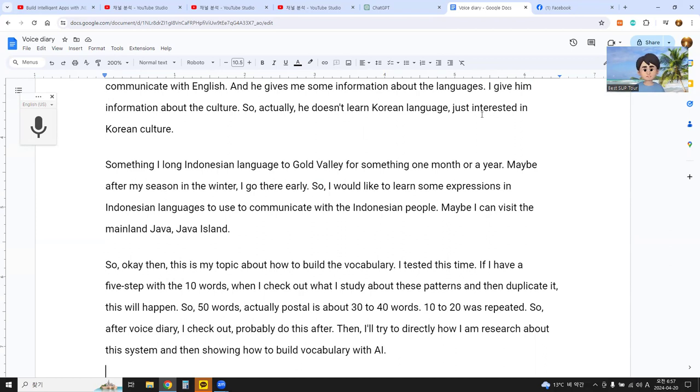So okay, this is my topic about how to build vocabulary. I tested this. If I do 5 steps with 10 words, when I check what I studied, some patterns are duplicated. So 50 words is actually supposed to total about 40 words, with 10 to 20 words repeated. After the voice diary, I will check this, and then I will research this system directly and show how to build vocabulary with AI.